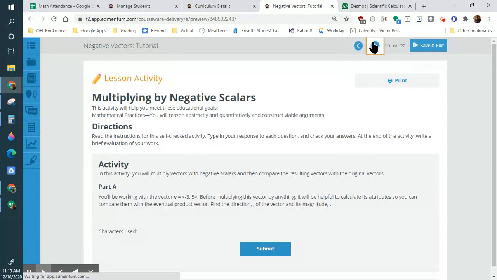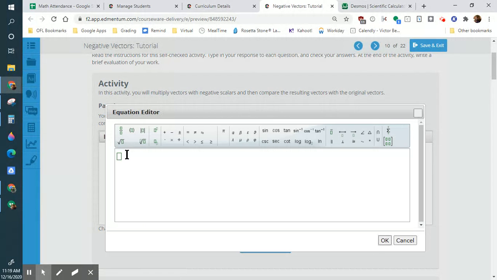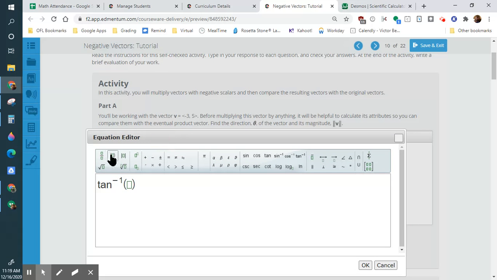So, multiplying with negative vectors. Here's our vector. Before multiplying the vector by anything, it is handy to calculate its attributes. Then, for the product vector, find the direction. So we want to find the direction, so that's going to be tangent. We're going to want to do tangent inverse of y over x. It's opposite over adjacent. Opposite is always our y value. So our y value in this case is 5, and our x value is -3.